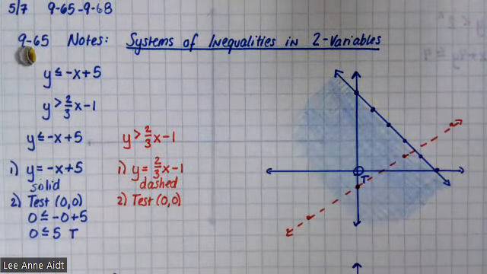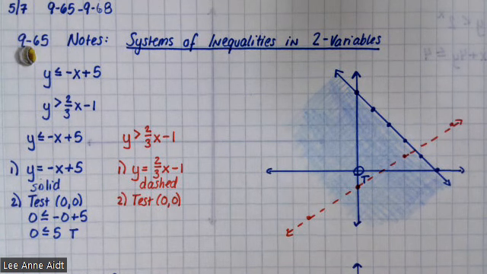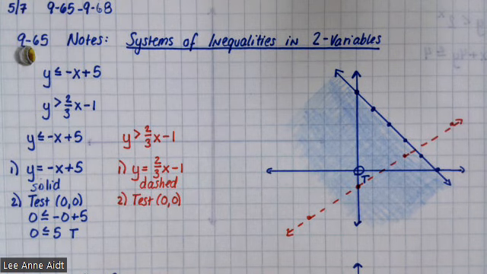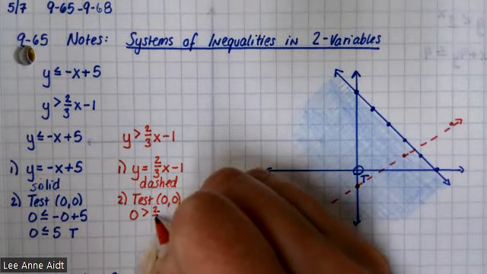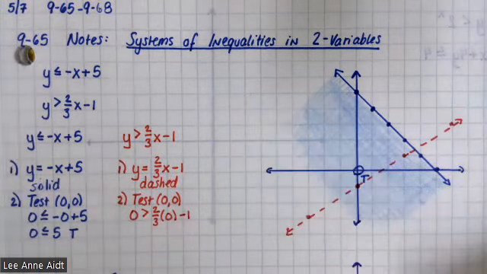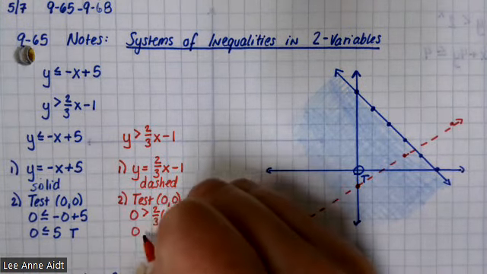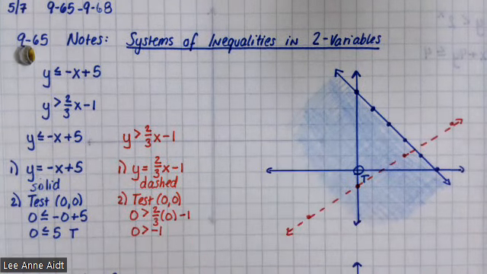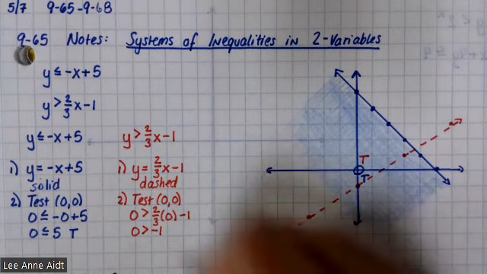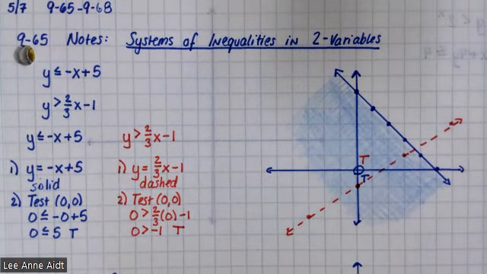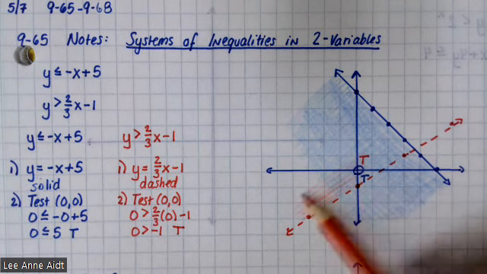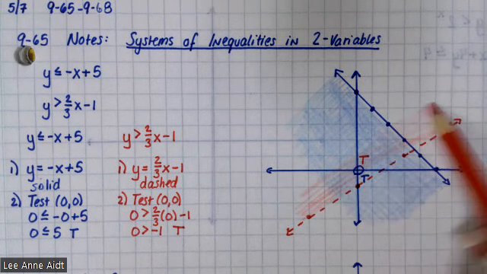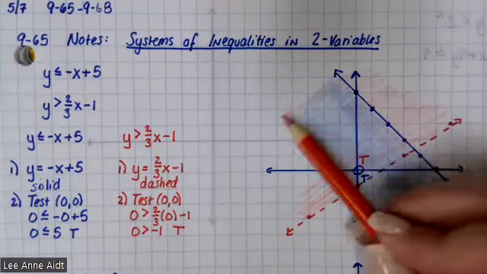Does 0, 0 lie on my dash line? No, it's not on my dash line. So that means I can use it. That's the question you were answering: can I use it? Okay, so 0 is greater than 2/3 times 0 minus 1. 0 is greater than -1. True. Okay, so now I take my other colored pencil and I shade toward the true.